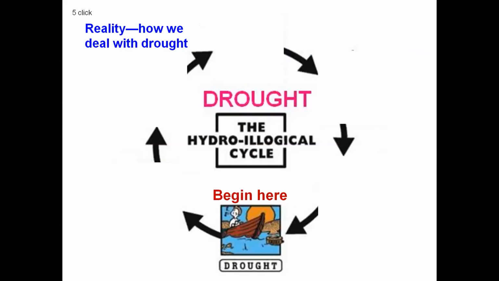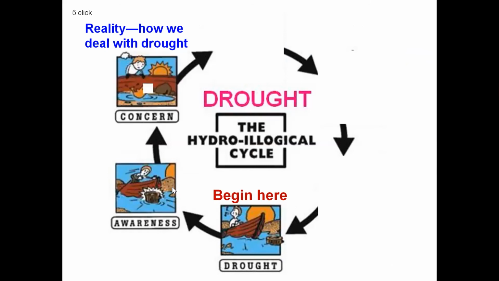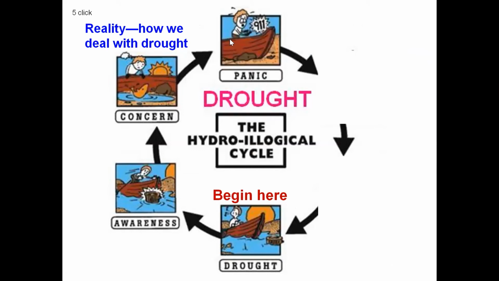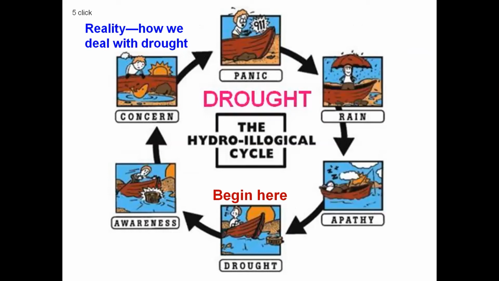We also have a hydrological cycle for drought, and it works similar to the floods. When you have a drought going on, people become aware of the drought. And as the drought gets worse, people become concerned. And then when it gets even worse, then of course panic occurs. But then when rain happens, apathy sets back in, and so the cycle starts over again. And unfortunately, we deal with droughts the same way we do with floods.